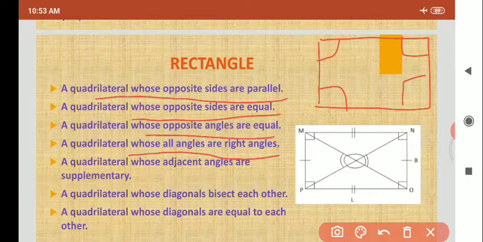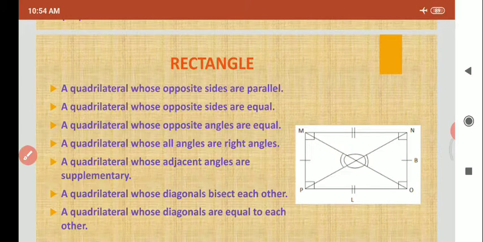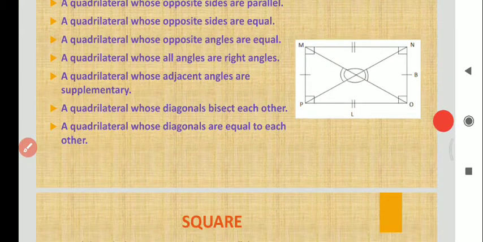It is very important. Next, in a rectangle the diagonals bisect each other, and in a parallelogram the diagonals also bisect each other. And in a rectangle the diagonals are equal, but in a parallelogram the diagonals are not equal. Understand? So every rectangle is also a parallelogram.